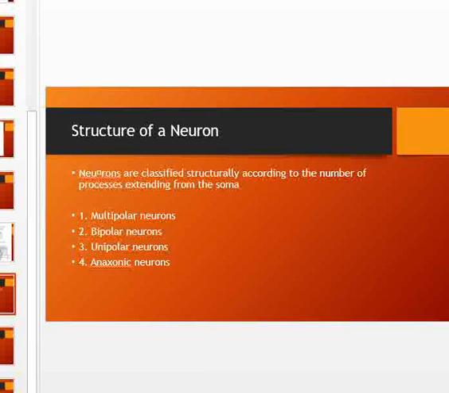Wow, so it processes a thing. It consists of a single axon and many dendrites, right? What about the bipolar neurons? Okay, you will see what all these are in a little while.